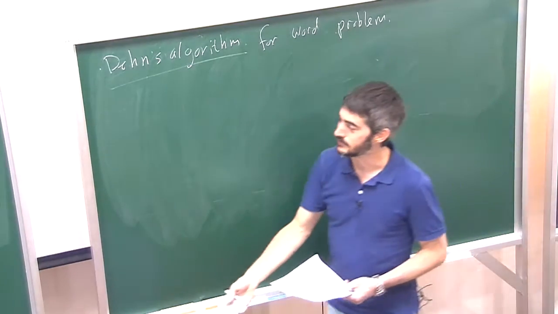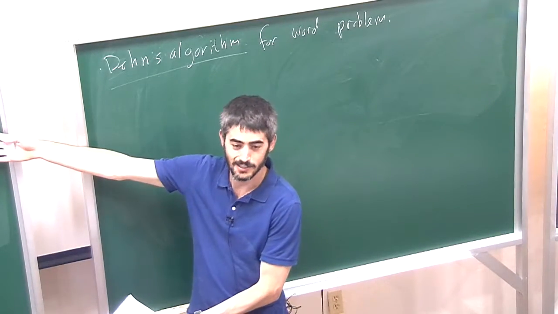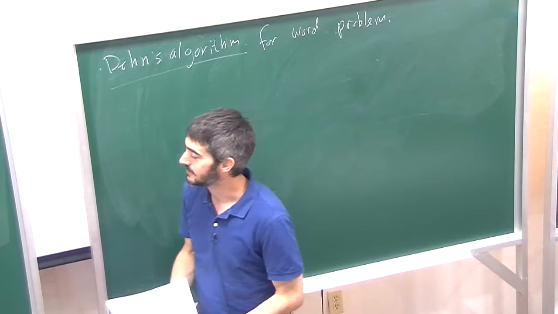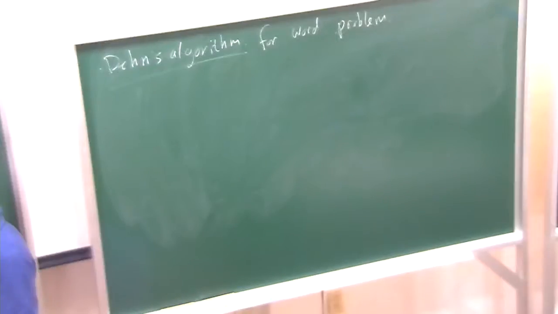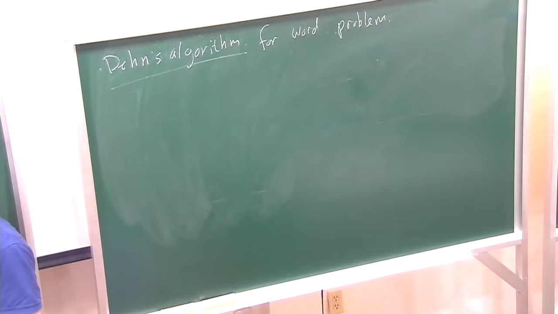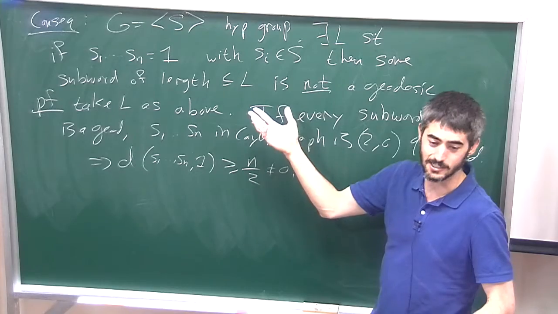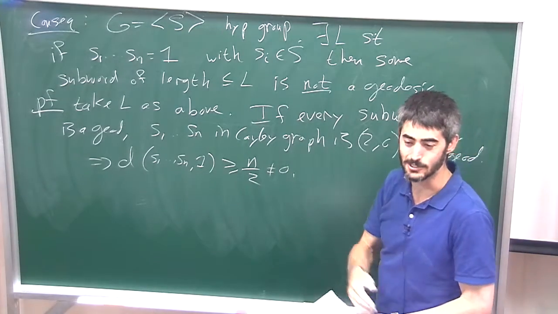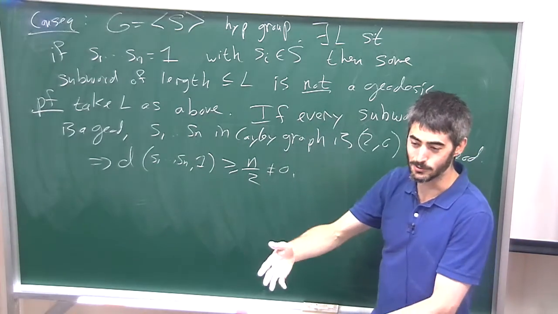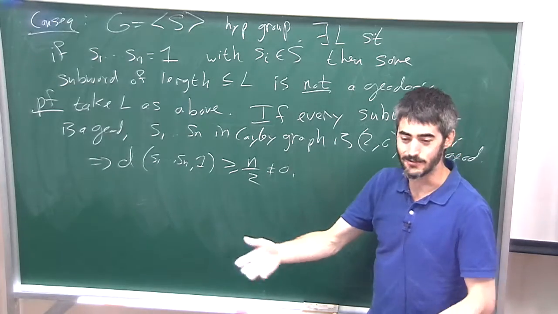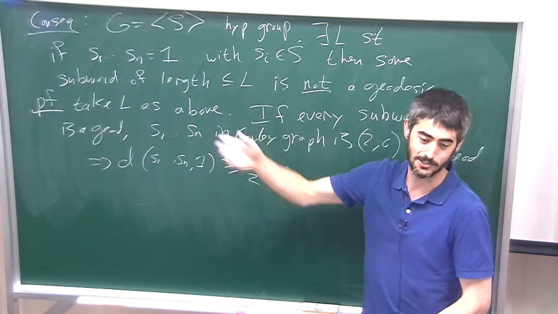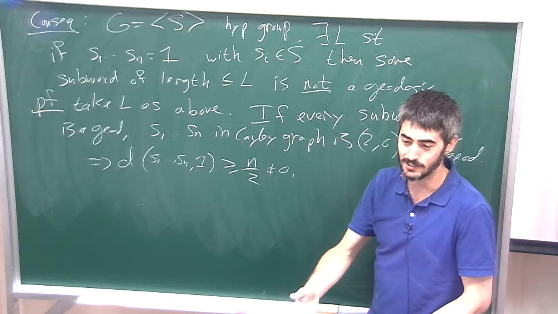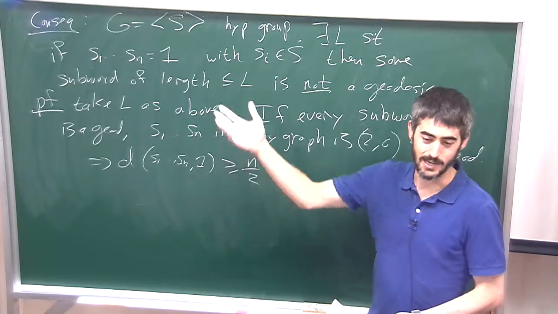Okay, and what's the algorithm? You have your word, and you want to know if it's the identity. You check all subwords of length L and see if they're geodesic or not. If they're all geodesic, then it's not the identity. If one is not geodesic, you just reduce, and then I get a shorter word and repeat. Every time the word gets shorter, maybe eventually I get down to the identity, and then it's the identity. If I can't reduce anymore, then I know it's not the identity.